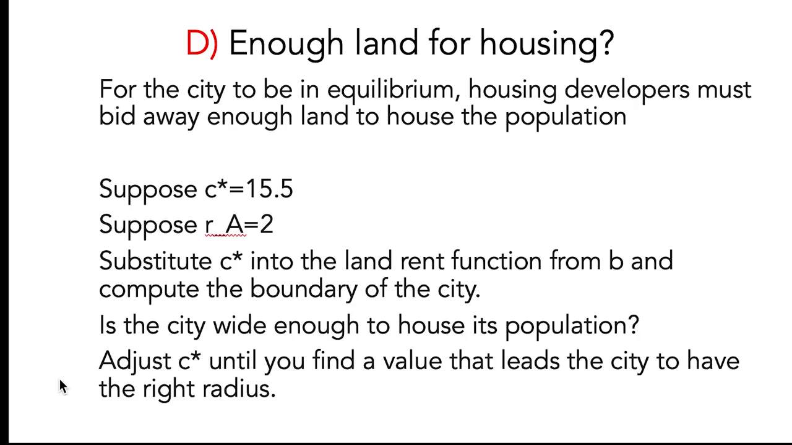For the city to be in equilibrium, housing developers must bid away enough land to house the population. Now suppose C star, the consumption of other goods, is given by 15.5. And suppose the R in the agricultural sector is equal to 2 per square block of land. This means that the R in the urban setting must also be equal to 2. Otherwise, they would just go to the agriculture sector. So let's substitute C star into the land rent function and compute the boundary of the city. In other words, how big the city is. And then let's see how many blocks we need for housing the population.